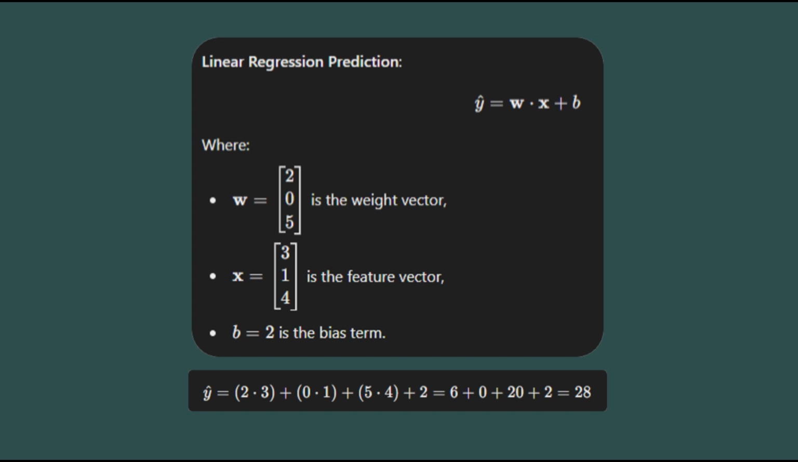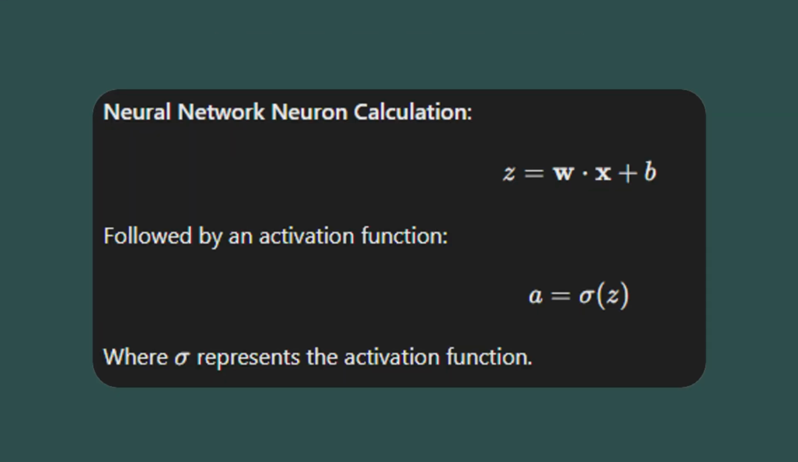This prediction represents the model's output for the given input. The beauty of using the dot product here is that it efficiently combines all the features and weights into a single value, which can then be used to make predictions. This same concept is used in neural networks, where each neuron computes a weighted sum of its inputs using the dot product and then passes the result through an activation function.